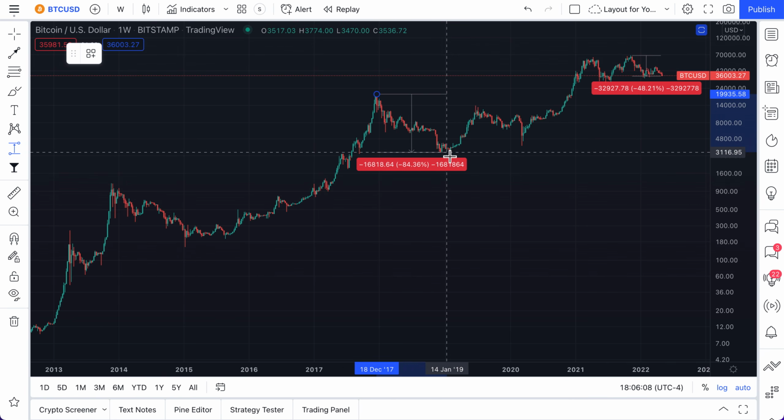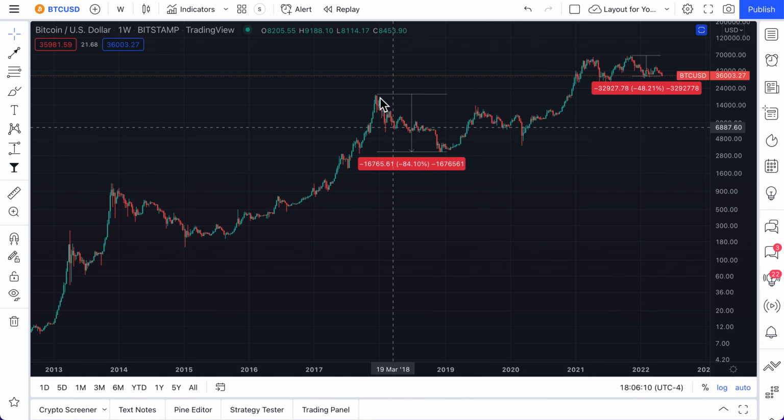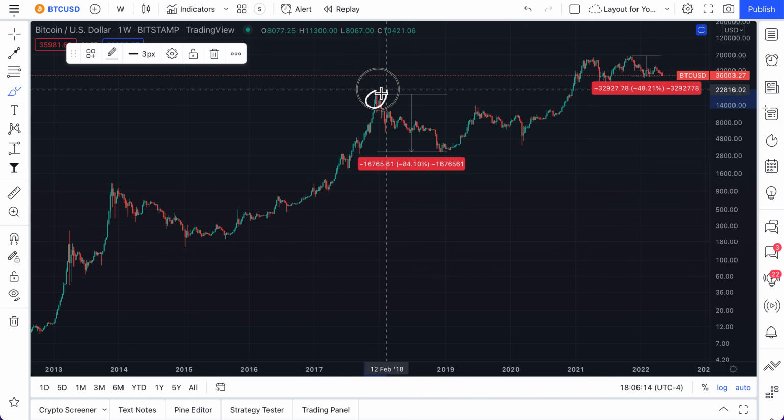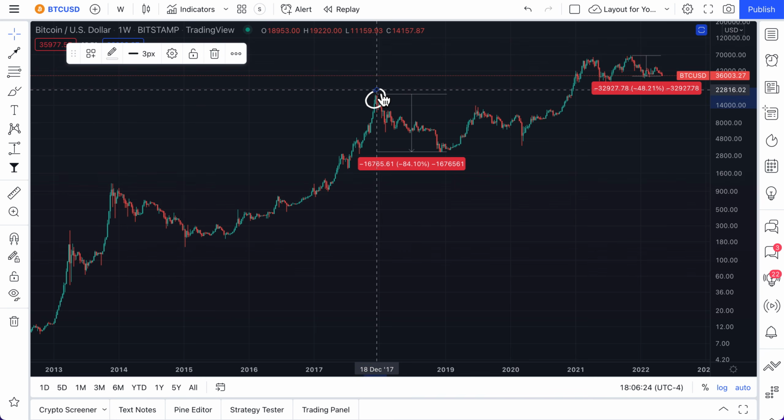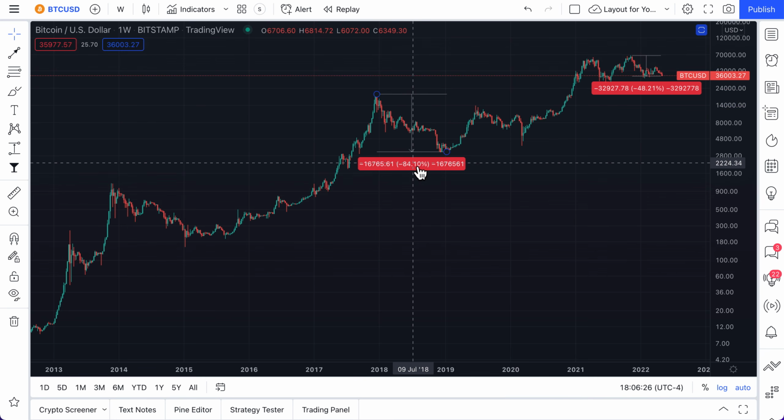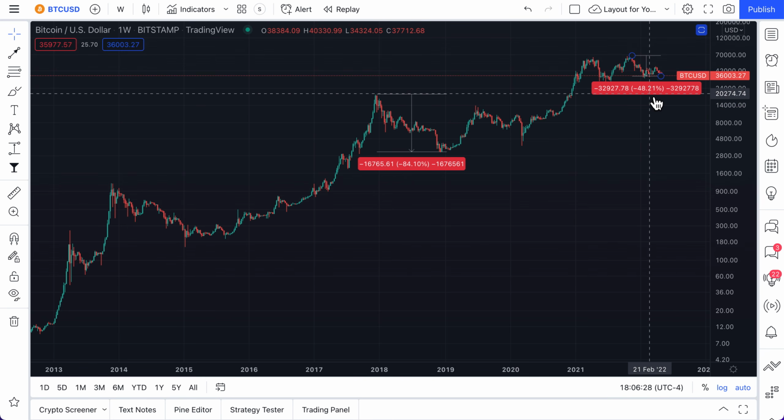So you can see what we're doing already, right? We just went back to 2017 when Bitcoin hit this price here, and we used the price range tool to measure it all the way down until it finally found a bottom. And if you look closely, Bitcoin had an 84% drawdown in 2017. Today it's 48%.